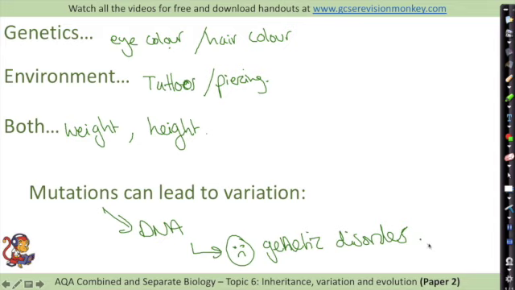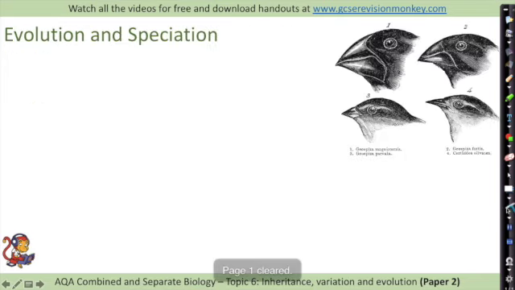Mutations in your DNA will happen randomly, and many of them will not cause a problem, but some of them do. Variation then can lead to evolution and speciation. Now, evolution was a theory come up with by Charles Darwin, and his theory was evolution by natural selection.